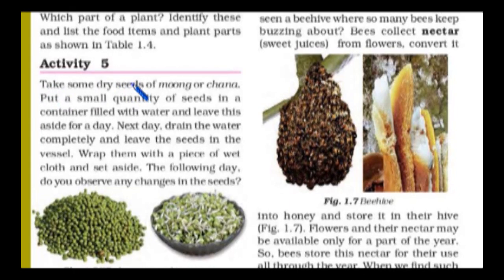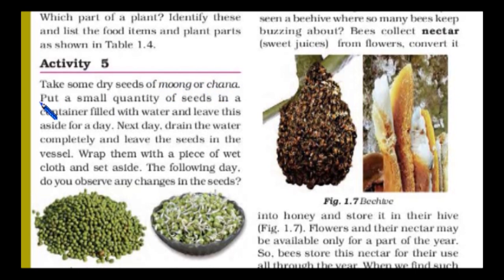Take some dry seeds of moong or chana. Put a small quantity of seeds in a container filled with water and leave this aside for a day. Next day, drain the water completely and leave the seeds in the vessel. Wrap them with a piece of wet cloth and set aside. The following day, do you observe any changes in the seeds?